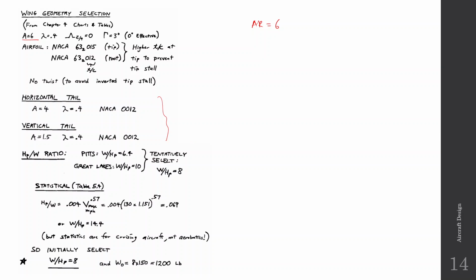So he has selected the horsepower to weight ratio, by looking at other aircraft of the same type. So these are some other aircraft of the same type. From here you can get an idea that the weight to horsepower ratio, or the power loading, tentatively you can select as 8. Okay, so this is some statistical data, but here tentatively select the weight to horsepower limit as 8, and the W naught as 1200 pounds.